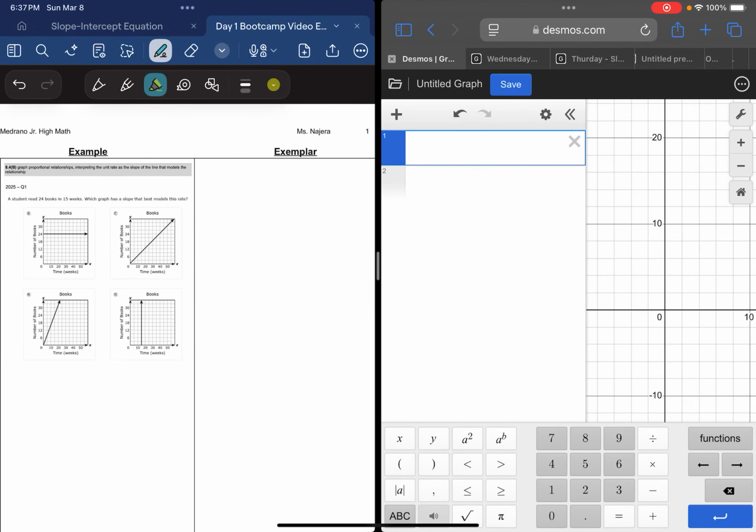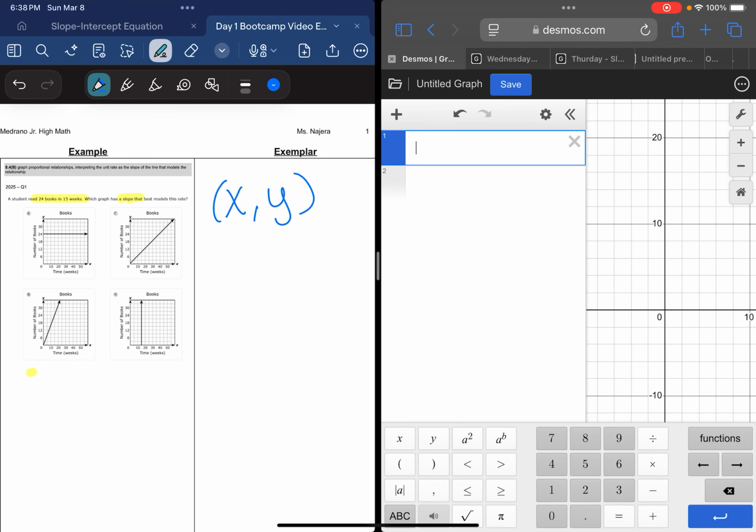A student read 24 books in 15 weeks. Which graph has a slope that best models this rate? So when we're given two numbers, and then we're asked to choose the slope in the form of a graph, we're going to take both of those numbers and figure out which one is x and which one is y.